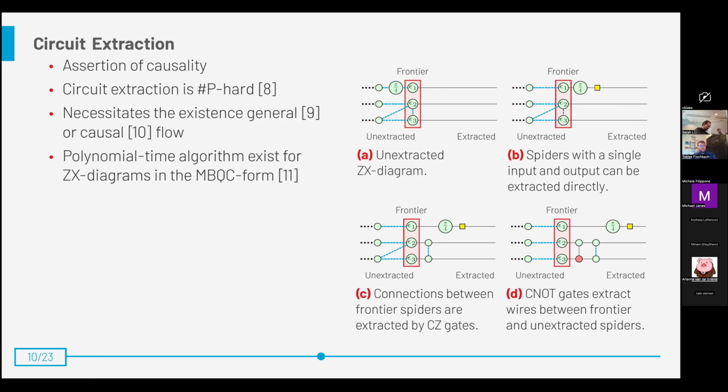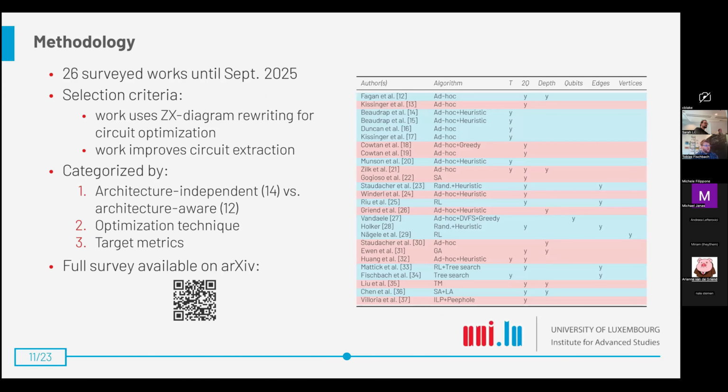And I think the standard algorithm is from Backens et al., which is basically a 4-step algorithm where you either try to extract an easy spider, meaning a frontier spider only connected to one unextracted spider, or you try to extract controlled Z gates, or, and this is the cool part, you get to a frontier by solving the biadjacency matrix, where the row additions correspond to the addition of CNOT gates that change the biadjacency while removing an unexpected Hadamard wire between the target and control qubit. So much for the high-level context.